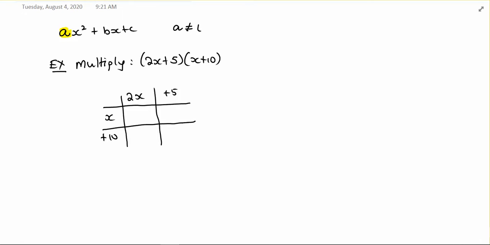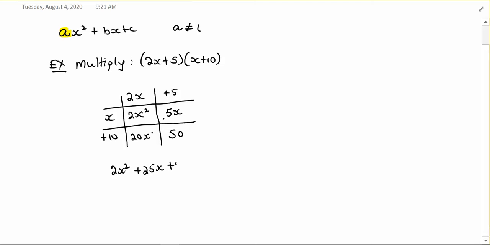So multiplying at normal speed, 2x times x would give me 2x squared, and then x times 5 would give me 5x, and 10 times 2x would give me 20x, and 10 times 5 would give me 50. Then I would add everything up and get 2x squared, and these two would add up to give me 25x plus 50. And so this is multiplication.